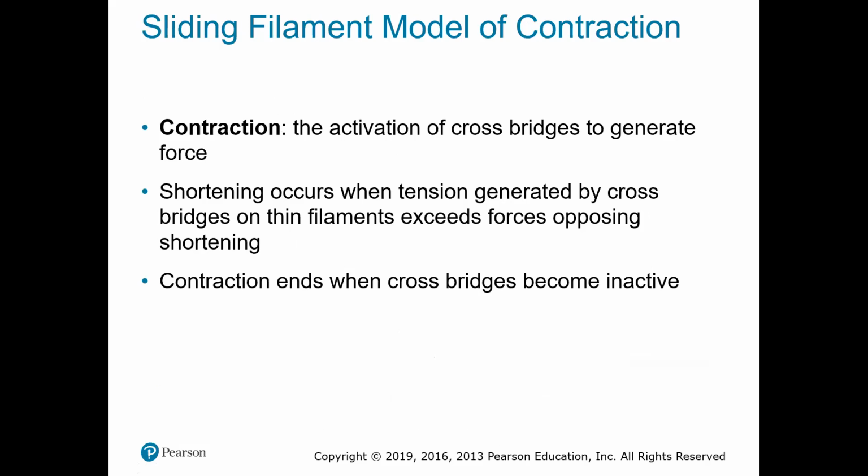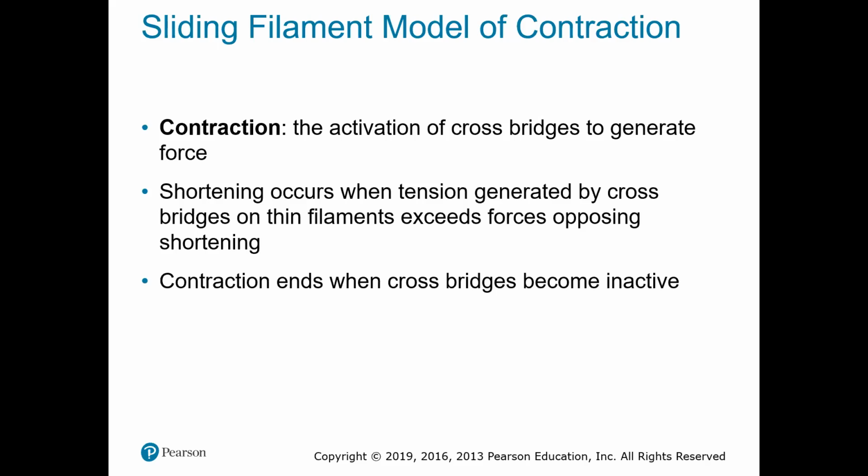Because remember, our actin binding sites are blocked. Tropomyosin's covering them. Troponin can move that, but only when calcium lands on it. So calcium is pretty important here for muscle contractions. Now, a contraction occurs when the myosin heads form what's called a cross bridge with the actin.